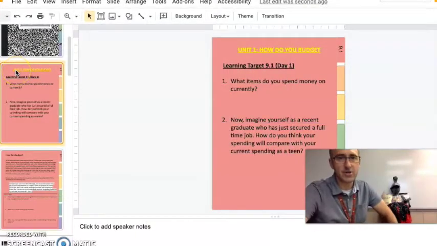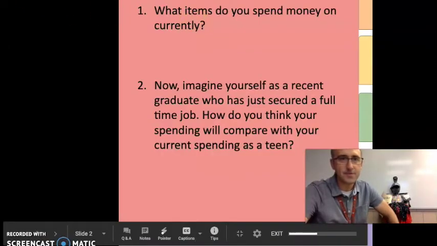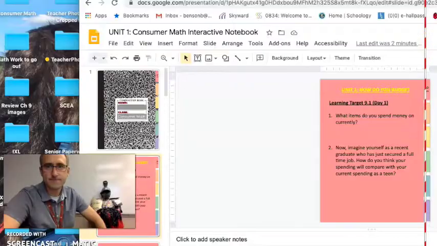So on page number 2, which is the page after the cover of the interactive notebook, we have two prompts. The first prompt says, what items do you spend on money currently? So you would list all the things that you spend your money on.